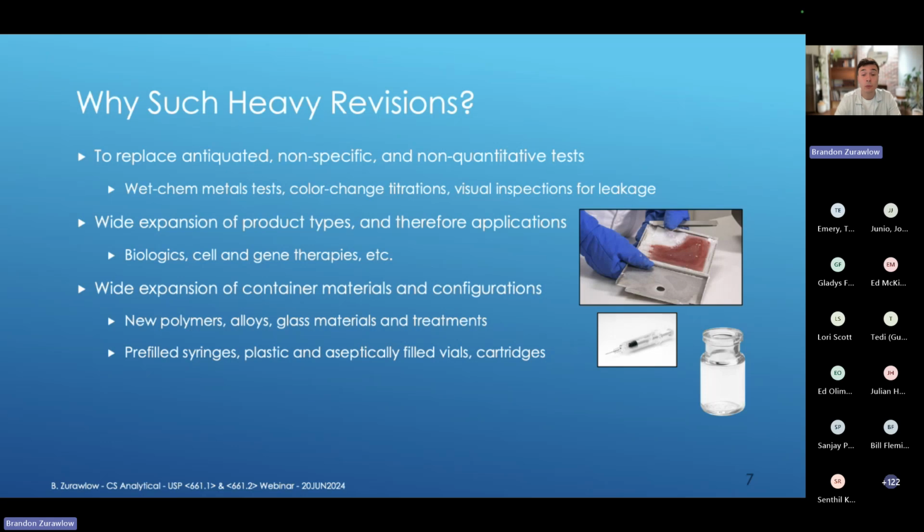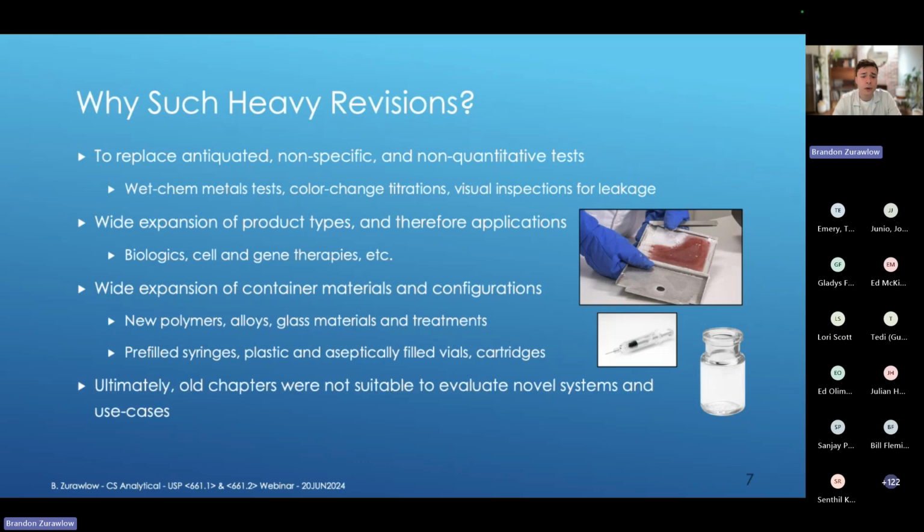At the same time, and partly due to the expansion of different product types and the requirements for storing those product types, we've also seen a really wide expansion in the types of container materials and the configurations of those materials. So we've seen new types of polymers, alloys, novel glass materials, glass treatments, all of these elements that were not necessarily considered or addressed in the previous versions of those USP chapters.